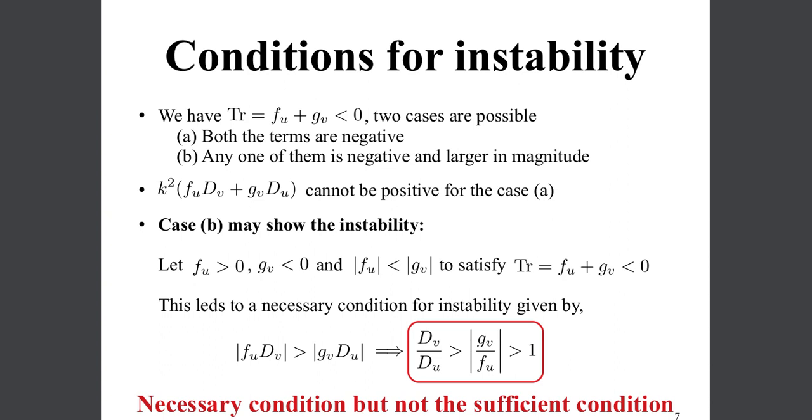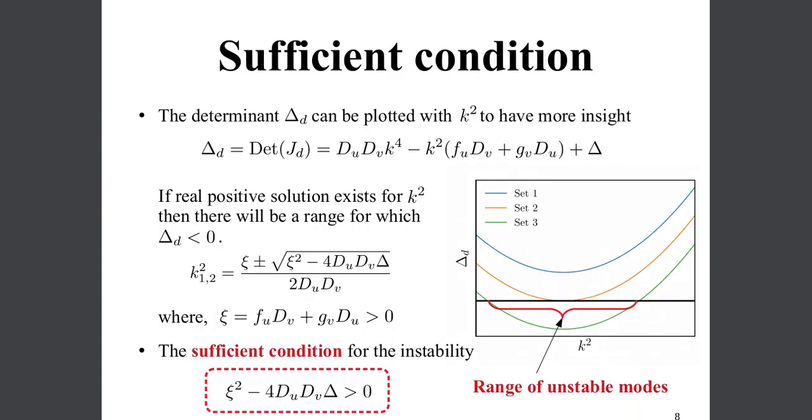So when that happens, the total delta d will be negative, and it will cause instability. Not may, it will cause instability, and that will be the sufficient condition. So let me analyze this. Now you can write down the determinant delta d with diffusion.